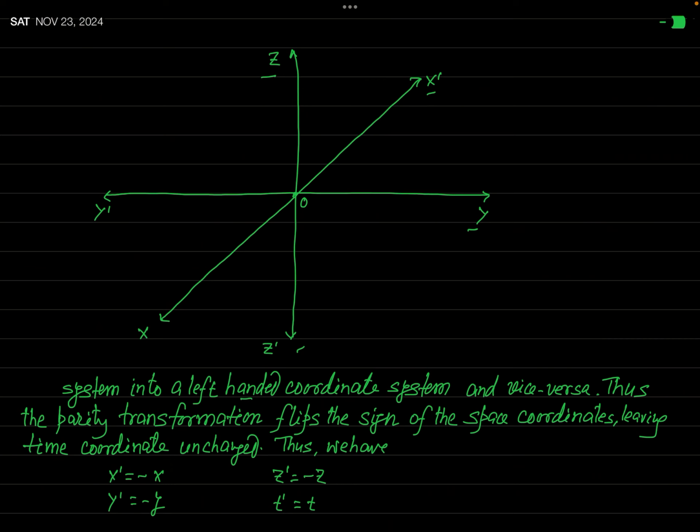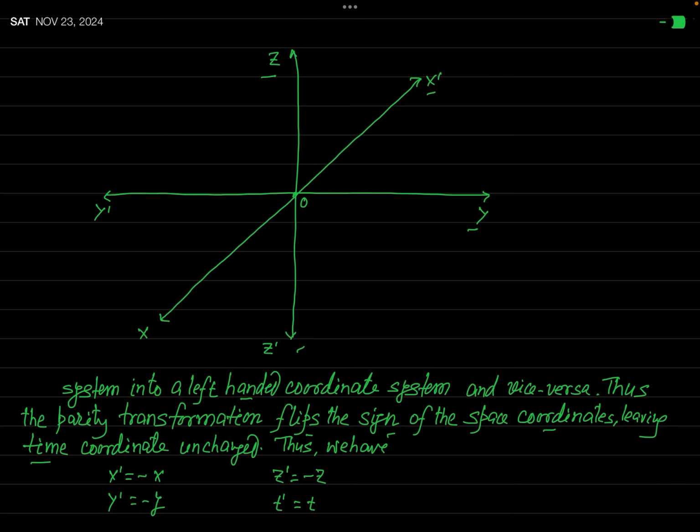Okay? So you can say that the parity transformation flips the sign of the space coordinates, leaving the time coordinate unchanged. In this case, only the sign of the space coordinates gets reversed, but the sign of the time coordinate remains the same. So, in a nutshell, parity transformations are the transformations of flipping the sign of a space coordinate without the flip of direction of time.